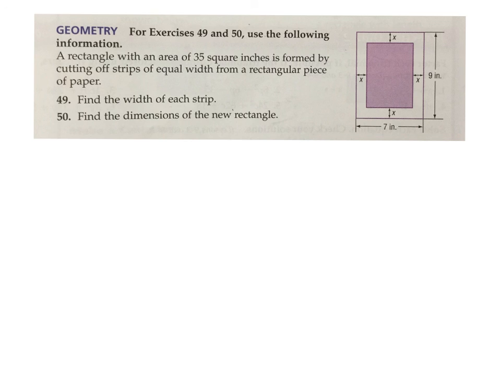It says, there's a rectangle here. It says a rectangle with an area of 35 square inches is formed by cutting off strips of equal width from a rectangular piece of paper. So let me explain what that means. They're saying we have this rectangular piece of paper, and according to the picture, that rectangle was 7 inches by 9 inches, and we're taking it and cutting off a trim all the way around the edge. And we don't know how wide that trim is, but that's what we're going to figure out.